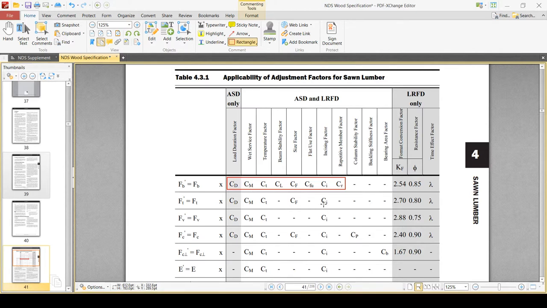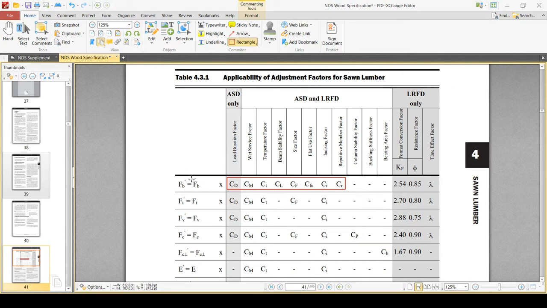Rather, these are going to be the main topics we look at in the following lectures. So I'm going to have a video where I look at the load duration factor, I'm going to have a video where I look at the wet service factor, etc. My goal is to have a hopefully short video where I'll go over the theory and methodology behind each of these. And then I'll actually look at combining them all together.